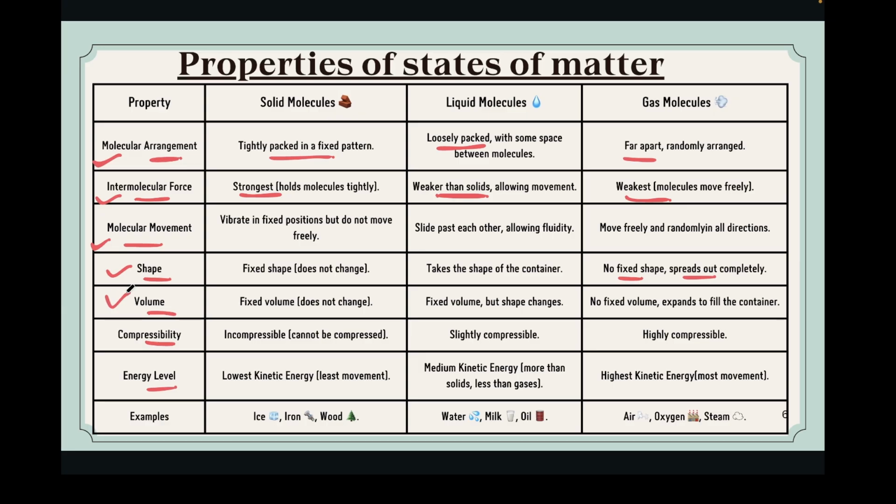Moving to the next property, volume, which we have already discussed. In solids, volume does not change. It has a fixed volume. In liquids, volume is fixed, but shape changes. It takes the shape of the container it is poured into. And in the gaseous state, there is no fixed volume and it expands to fill the container.